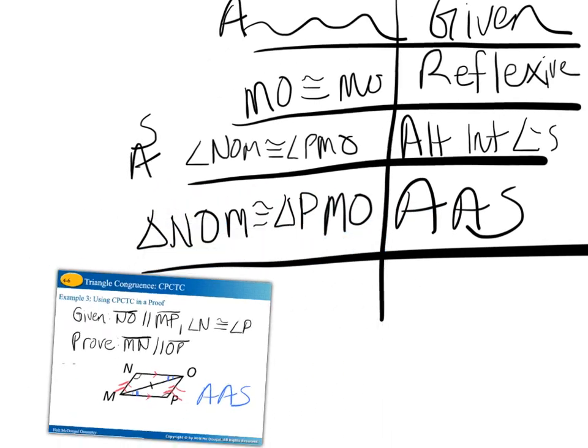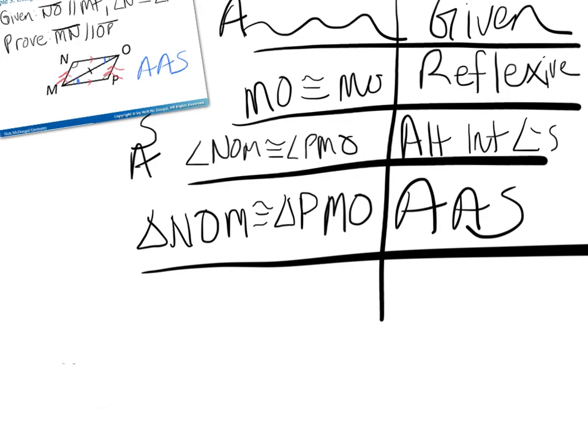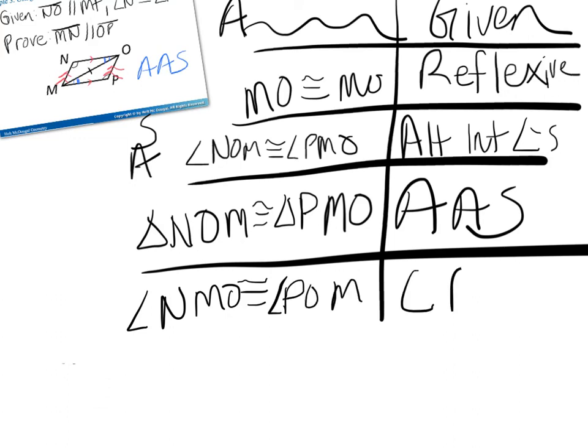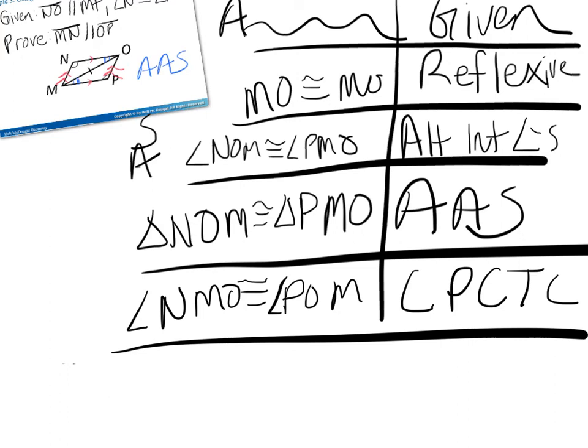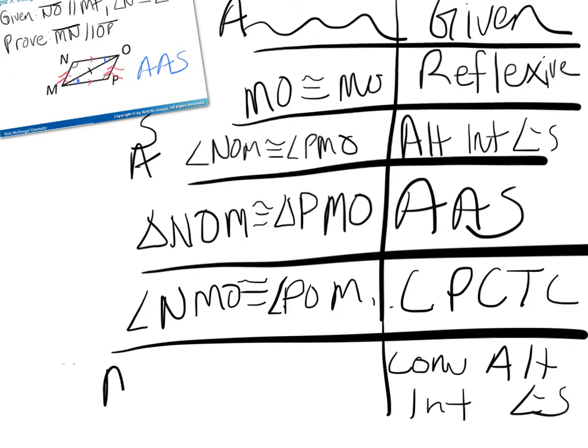So now what we have to do is figure out what angles are going to show that these are parallel. So if I trace out my Z again, I have to show that those angles are congruent. So I have to show that NMO is congruent to POM. And that is because of CPCTC. Now I can say that they're parallel because of the converse of alternate interior angles. So I can now say MN is parallel to OP. That's it.